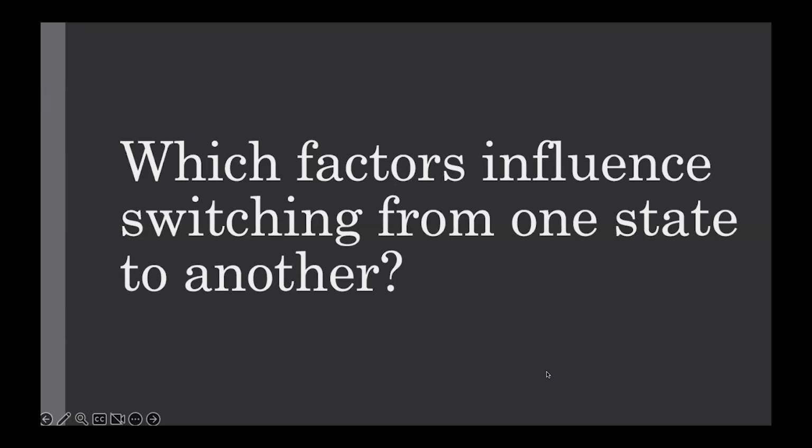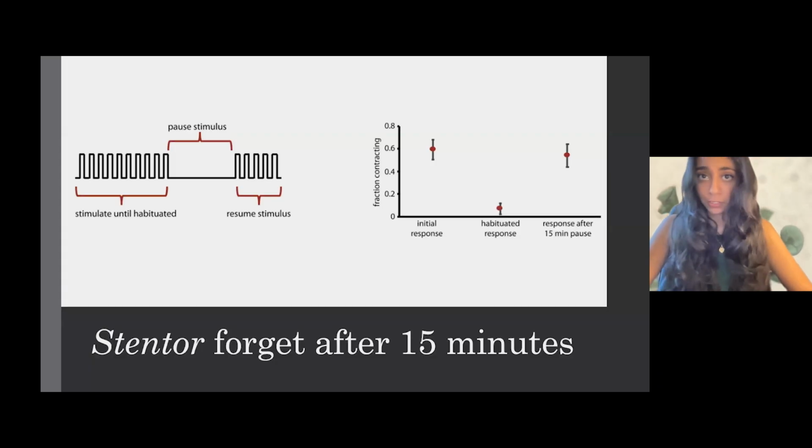So the next question leading into it is, which factors influence switching from one state to another? Force is one that I just mentioned, and I'll mention a few others. To first answer this question, I was interested in forgetting. You saw in the two-state diagram there are two arrows. There's a forward transition from P1 to P2, but there's also a reverse transition from P2 to P1. And the reverse transition, another way of describing it, is forgetting.